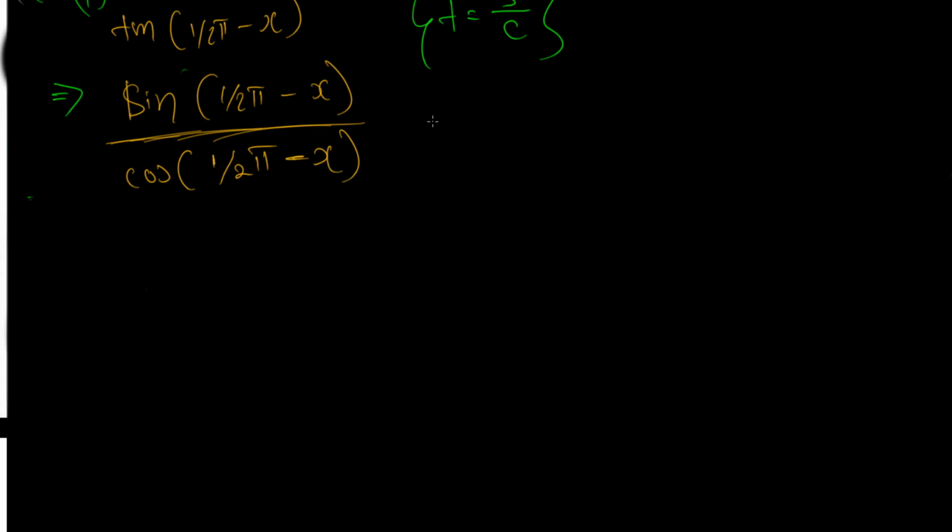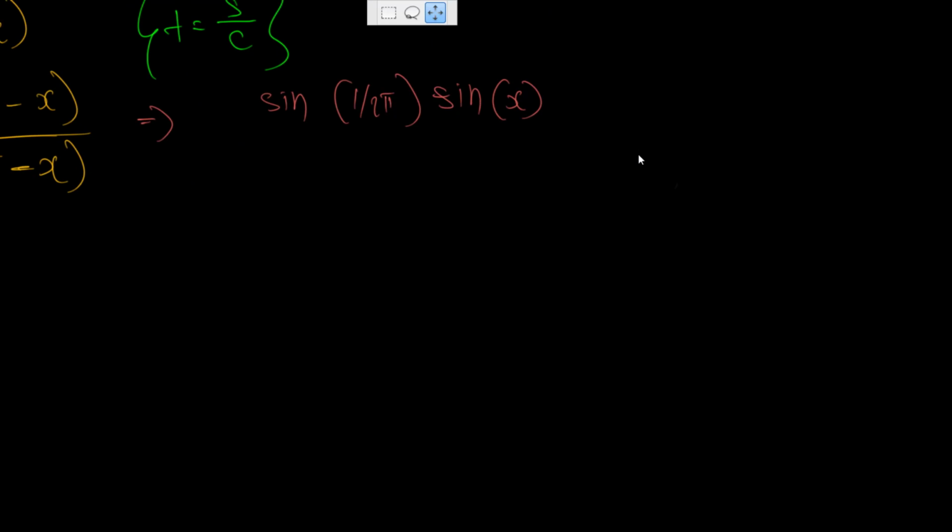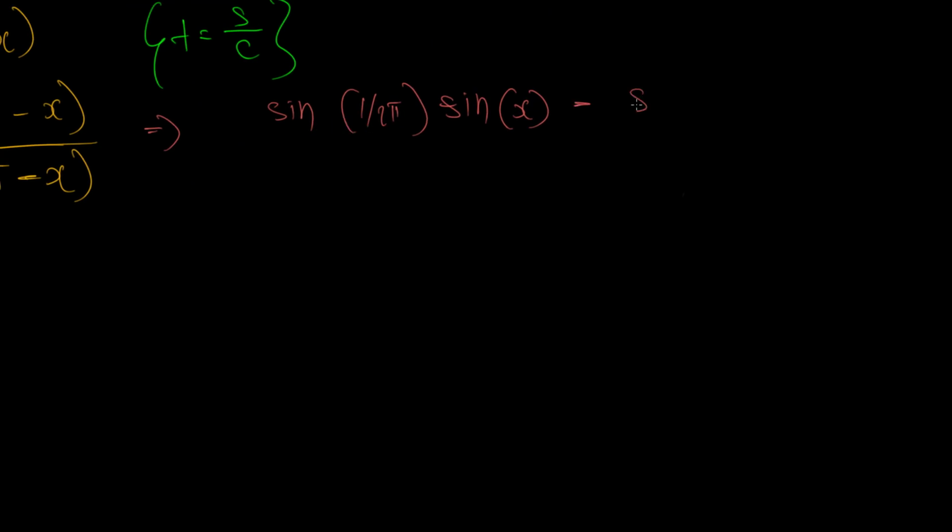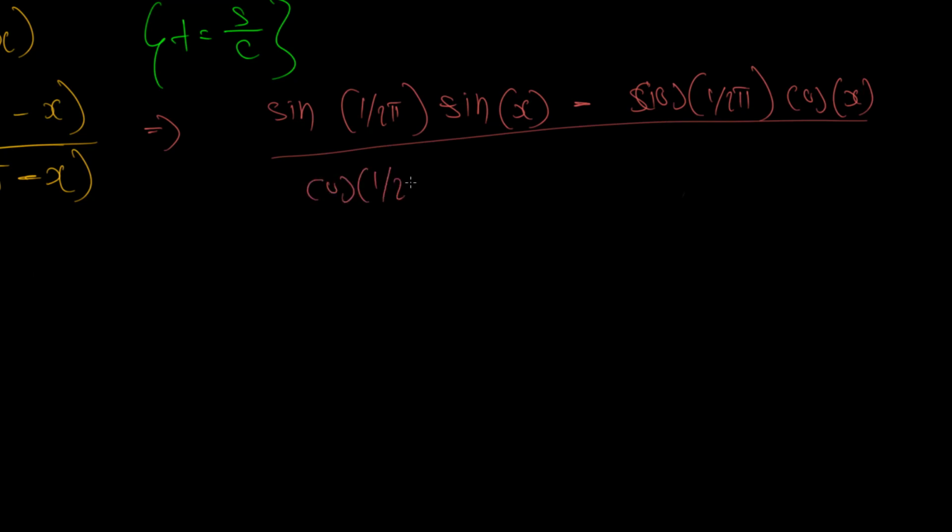So if I do that, I will have sine 1 by 2 pi multiplied by sine x minus cos 1 by 2 pi multiplied by cos x, divided by cos 1 by 2 pi cos x plus sine 1 by 2 pi multiplied by sine x.